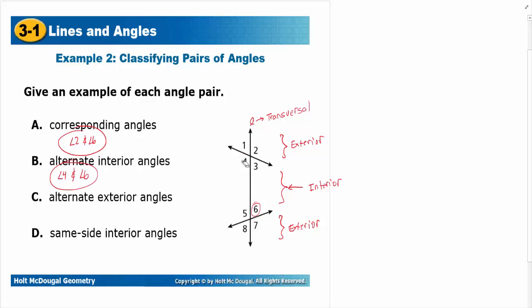Alright, again, I'm just throwing answers out here. There's multiple. I could have gone 3 and 5. Okay. Alternate exterior, I'm just going to pick 1. Alright, so that's my exterior angle.